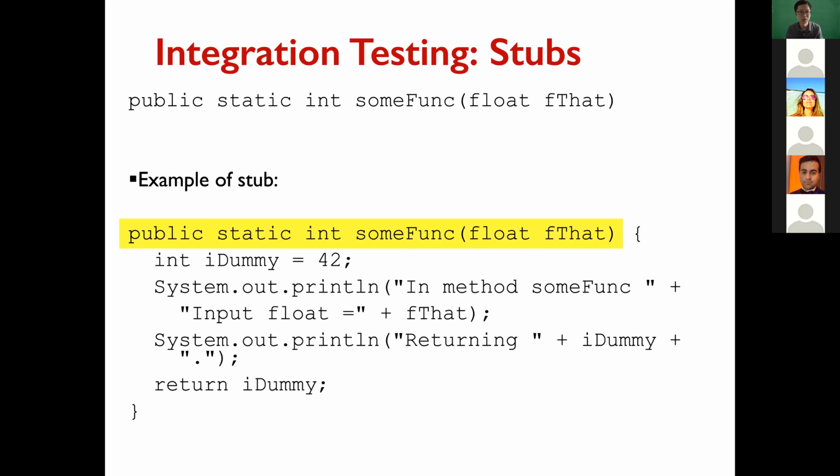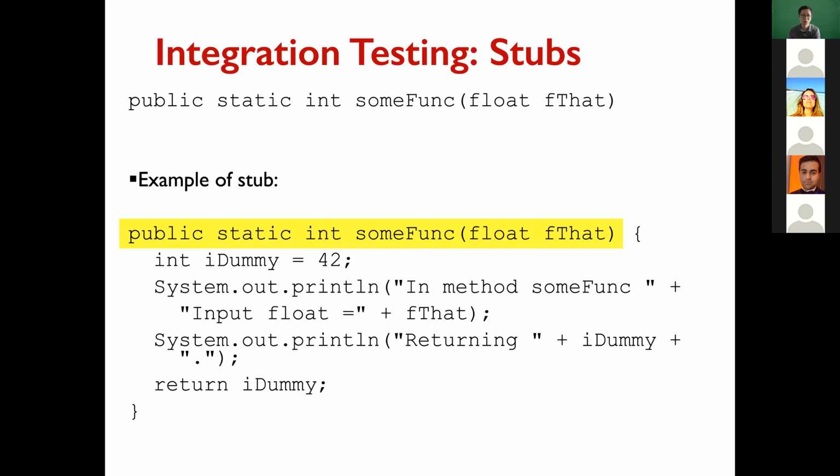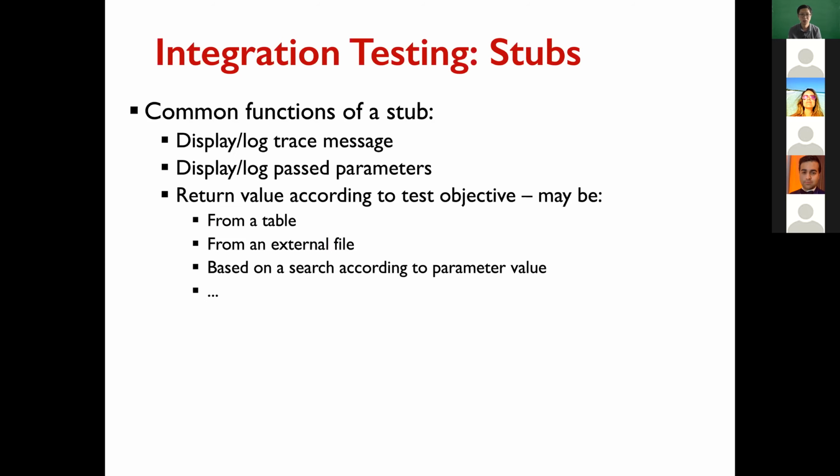These are some common functions of a stub. First, normally we display some print, log, or trace message. We also display or print the passed parameters, and we return a value according to the test objectives. For example, in this example, we want an integer 42 returned, so we just return that integer. These return values can come from a table, from an external file, or from some other heuristics.